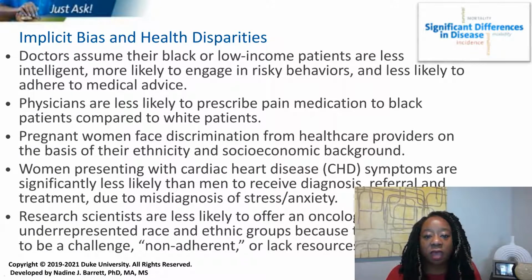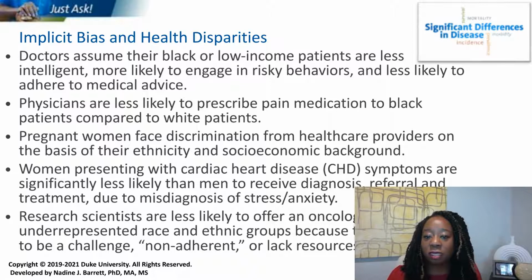And in this case, we found that historically, there's a wealth of studies that go back at least a good 40, 50 years, if not more, that have really highlighted how these biases or perceptions play out in terms of impacting health disparities. For example, studies have shown that providers may assume that Black or low-income patients are less intelligent, more likely to engage in risky behaviors, and less likely to adhere to medical advice. And these studies showed that it actually impacted the kinds of treatment they were offered, the type of engagement and conversation they had, and what that communication looks like.